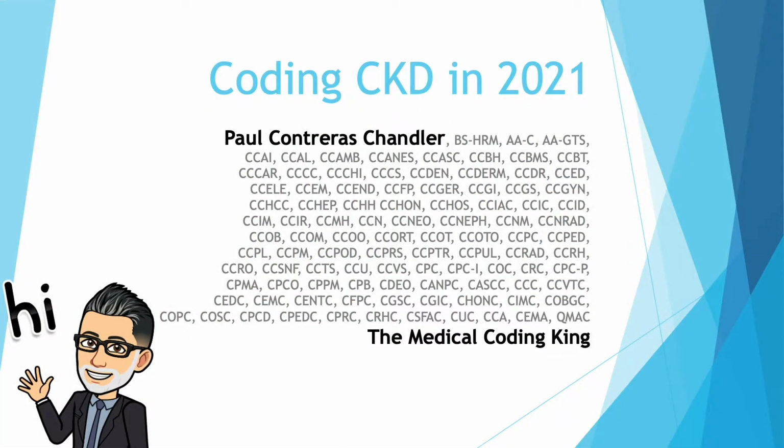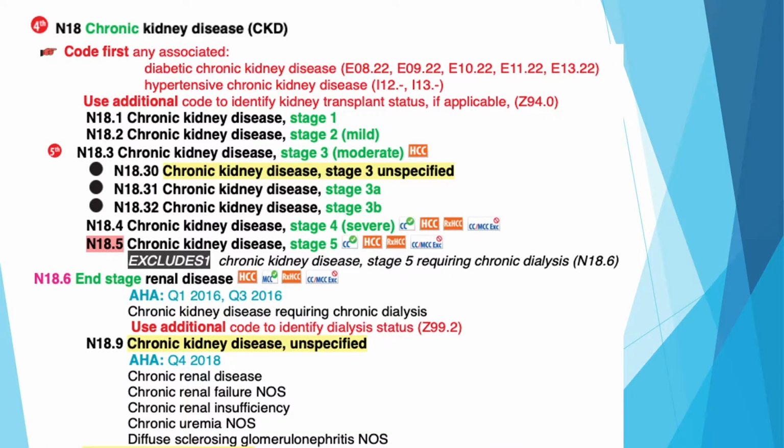Welcome back to the show, everyone. In this episode, we're going to be coding CKD, or chronic kidney disease, in 2021 because we finally have some changes. Normally, the CKD category N18 has been the same for quite a while. But as you can see here, stage 3 or moderate CKD, N18.3, had some revisions with some new codes for this year. We still have N18.1 as stage 1, and N18.2 is stage 2 or mild CKD.